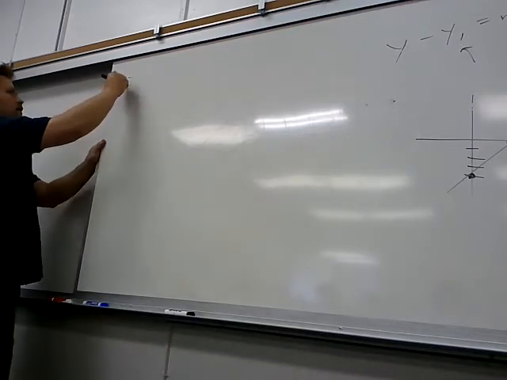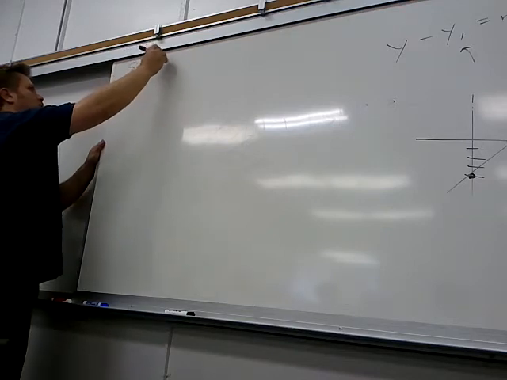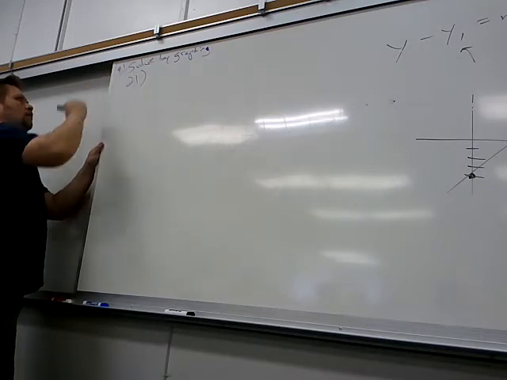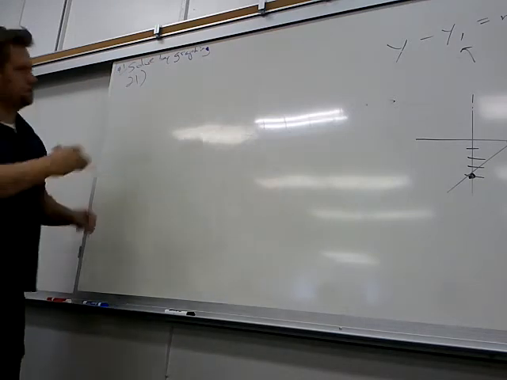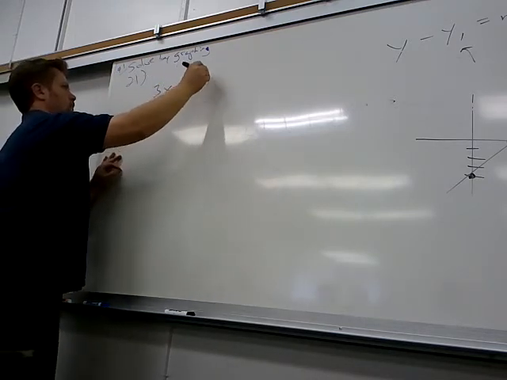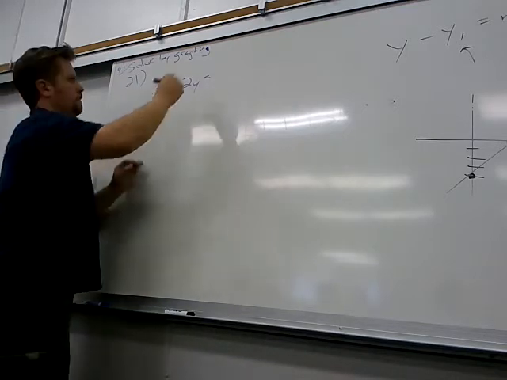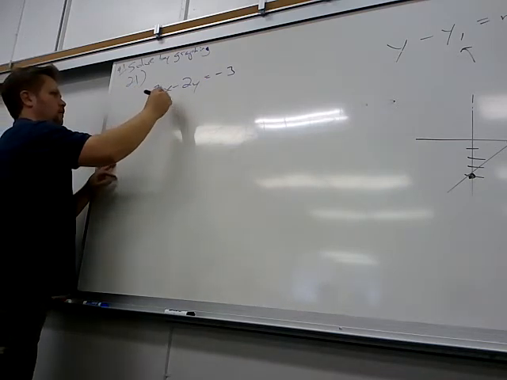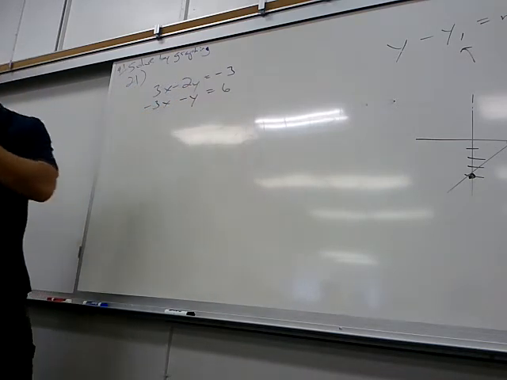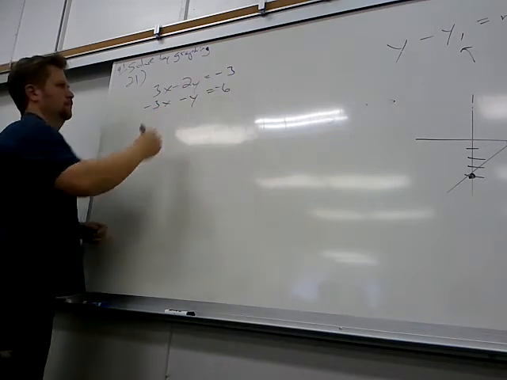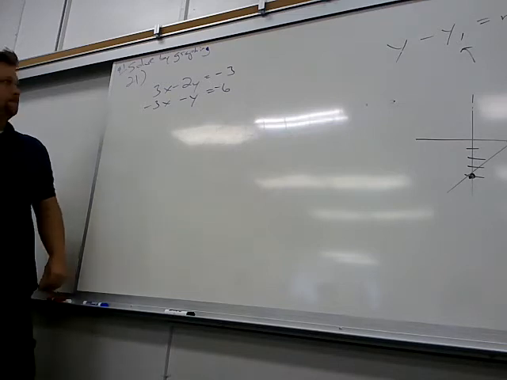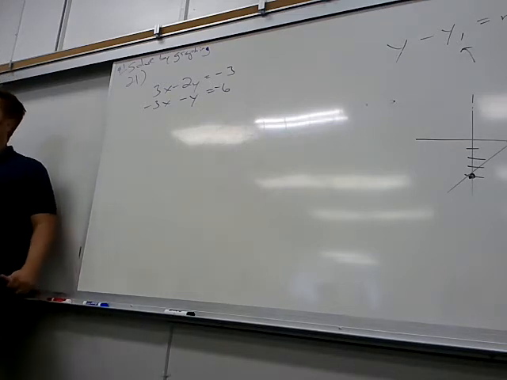So number 21 says solve by graphing. This is section 4-1. This is just the problem, that's what they give you. They want you to solve this system by graphing.